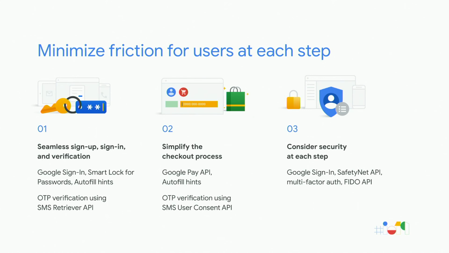Next, we want to simplify the checkout process for our users by utilizing the Google Pay API or autofill hints for payment information. We also want to streamline the OTP verification process from financial institutions by utilizing the SMS User Consent API. And finally, we want to make sure we consider security at each step by utilizing, again, Google Sign-In, our SafetyNet APIs, multi-factor authentication, and/or our FIDO APIs.